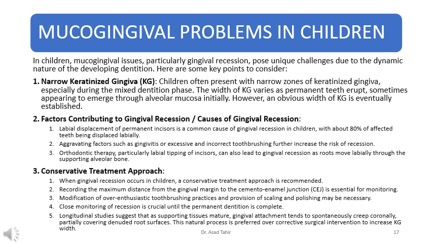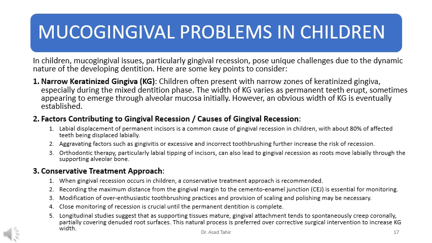Factors contributing to gingival recession/causes of gingival recession. Labial displacement of permanent incisors is a common cause of gingival recession in children, with about 80% of affected teeth being displaced labially. Aggravating factors such as gingivitis or excessive and incorrect toothbrushing further increase the risk of recession. Orthodontic therapy, particularly labial tipping of incisors, can also lead to gingival recession as roots move labially through the supporting alveolar bone.